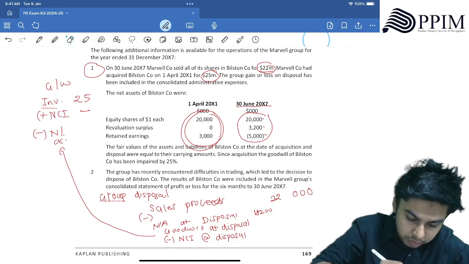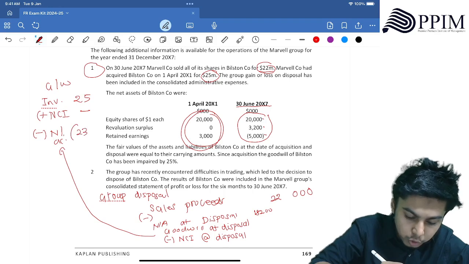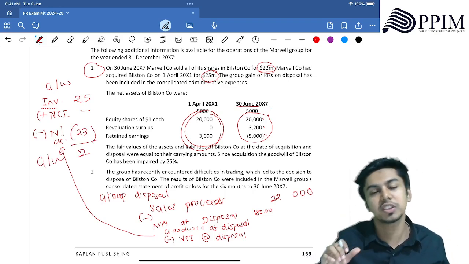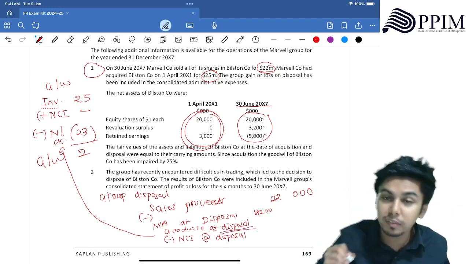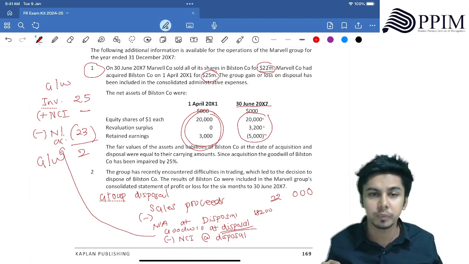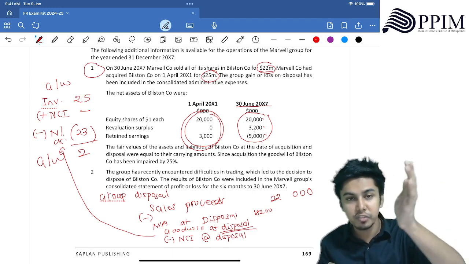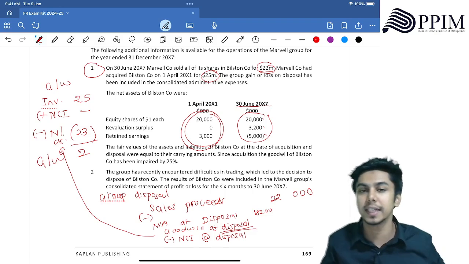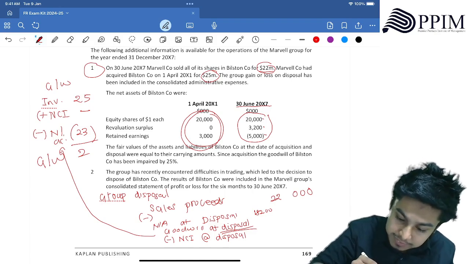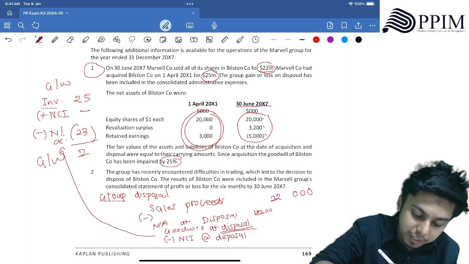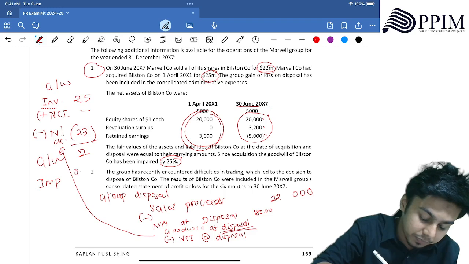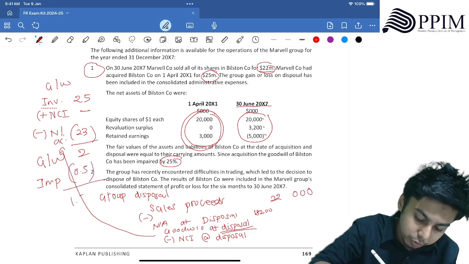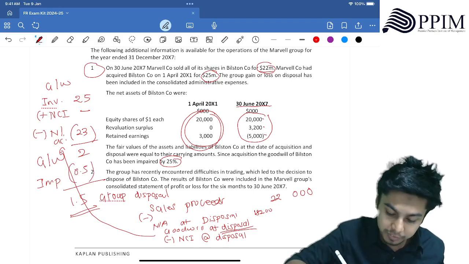Based on this, 2 million will become the goodwill, but that's the goodwill at the acquisition date. We can't take the goodwill at the acquisition date. I want the disposal goodwill, at what date? Disposal date. Then what should we do? From goodwill at acquisition, you have to subtract impairment, then you will understand the goodwill at the disposal date. The paper says goodwill has been impaired by 25%. When I check for impairment of 25%, the answer is 0.5 million. Therefore, the goodwill at the disposal date is 1.5 million. Mark it over here.